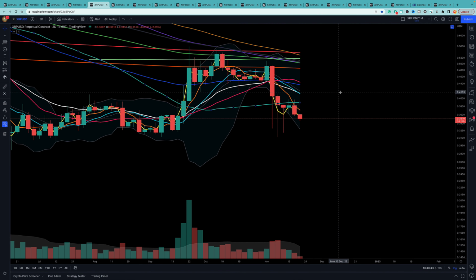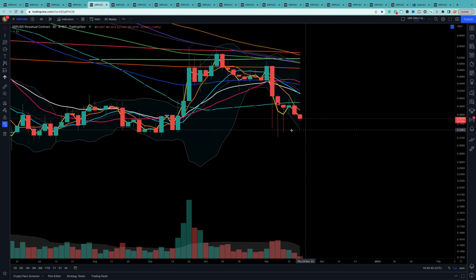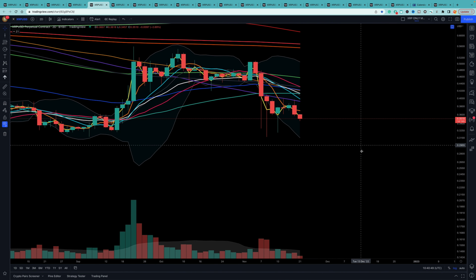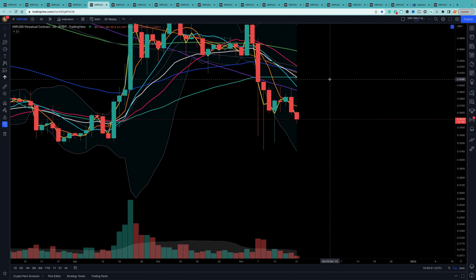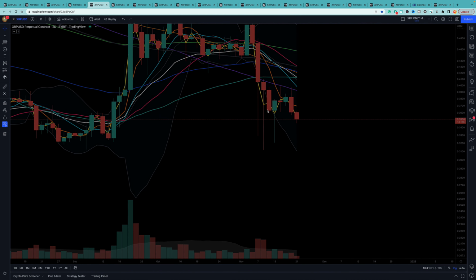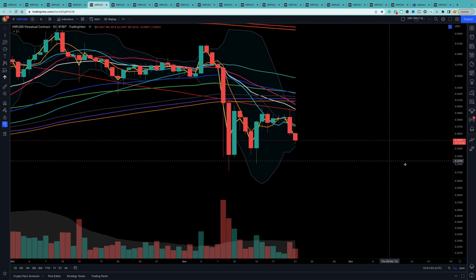So the dailies are putting on a lot of pressure. Same with the 3-day, putting on a lot of pressure. Same with the 2-day. You can start to see the 10 has broken the 50. The EMAs have crossed over. So just a lot of pressure.